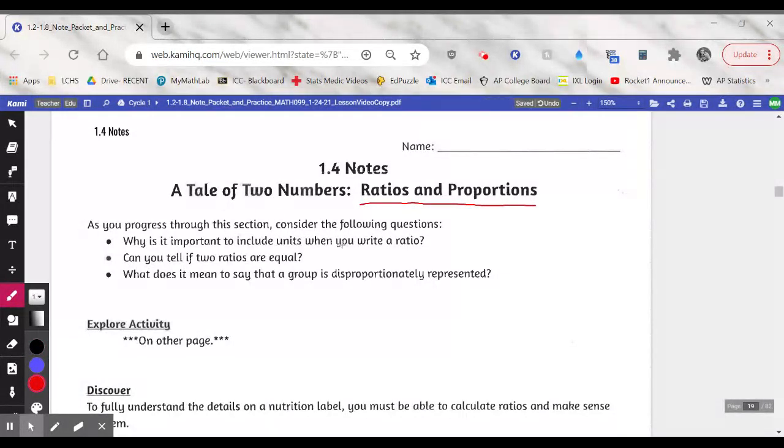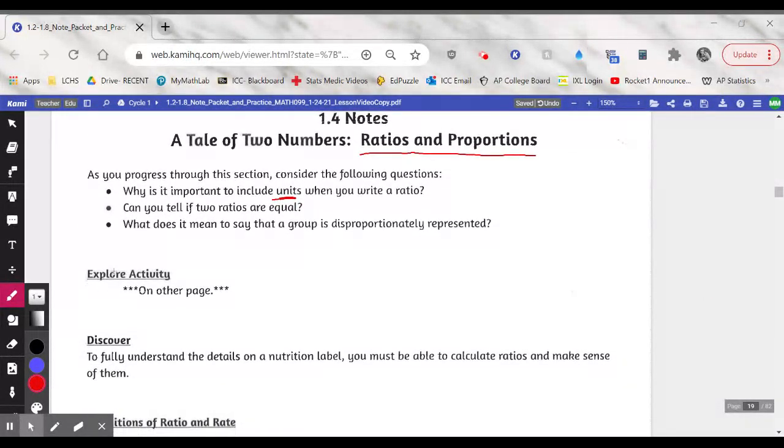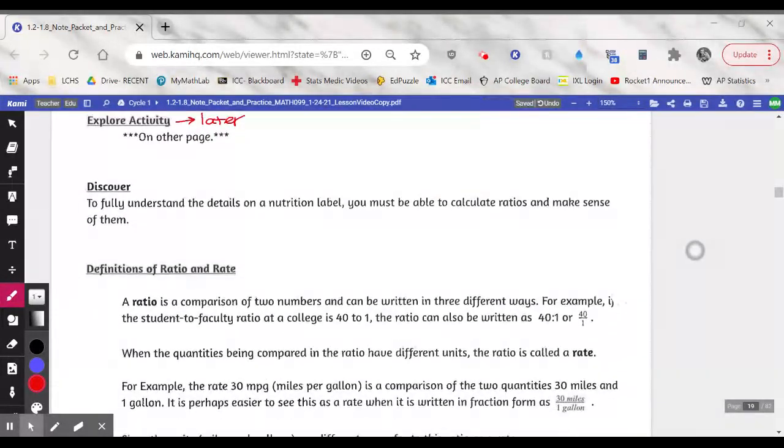So some of the things that you want to consider as we go through this section is why is it important to include units when you write a ratio? So that's something that you'll make sure that you include. Can you tell if two ratios are equal? And what does it mean to say that a group is disproportionately represented? So we'll go back to the explore activity later, and it is on another page, so don't worry about that one for right now.